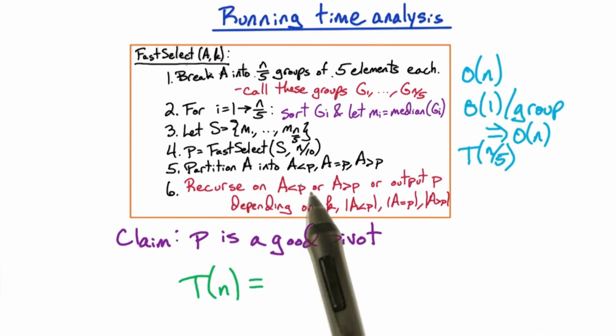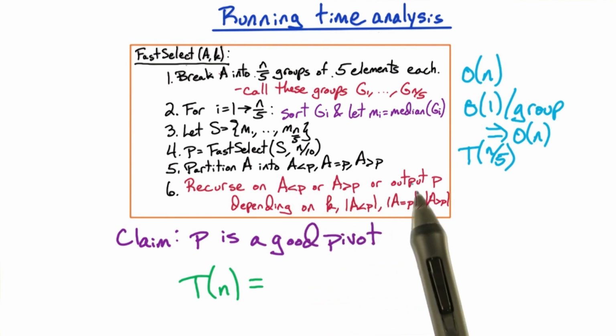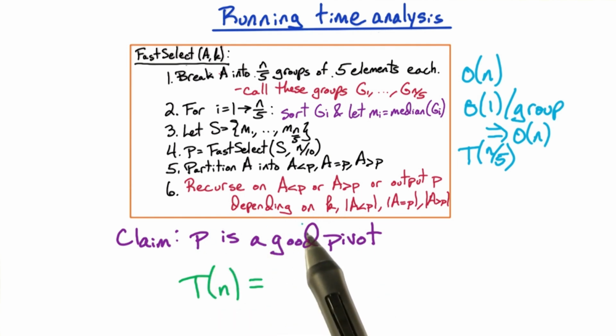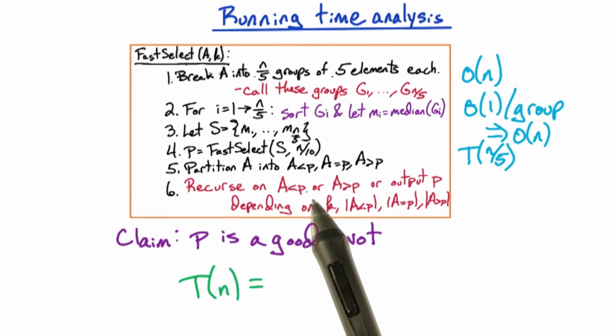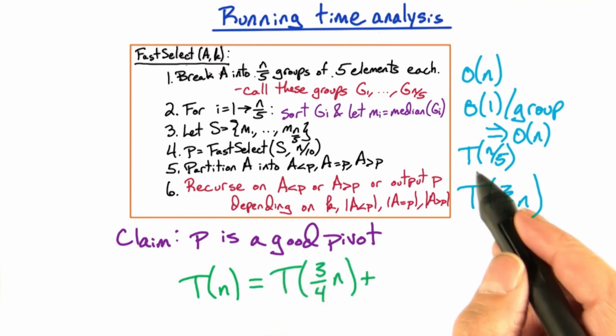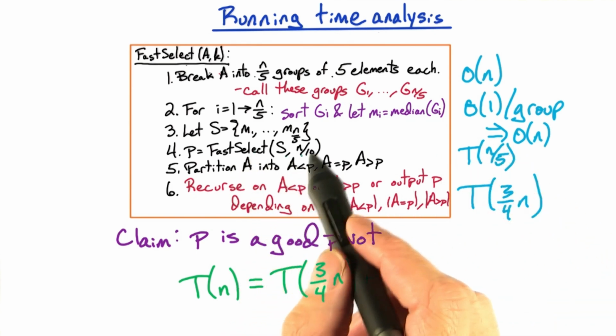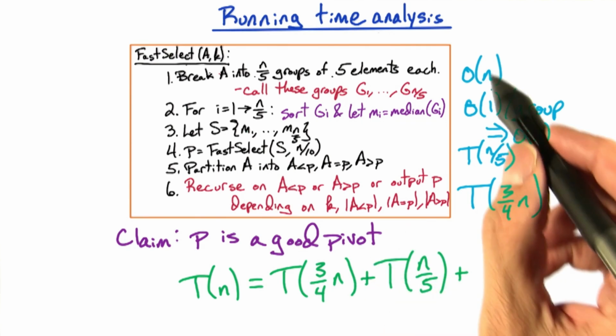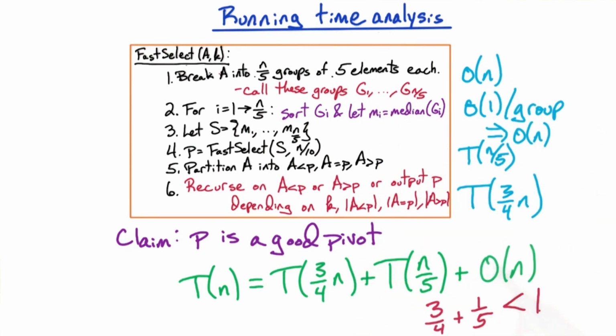And then finally we recurse on one of these smaller subproblems. How large are these subproblems? Well, since P is guaranteed to be a good pivot, we know that these subproblems are of size at most 3/4 n. So our running time satisfies the following recurrence. We have 3/4 n. We have n over 5 for finding this median of this subset S. And then plus we have order n for several of these steps. The key is that 3/4 plus 1/5 is 0.95, which is strictly less than 1. So this recurrence solves to order n, and we have an order n time algorithm.